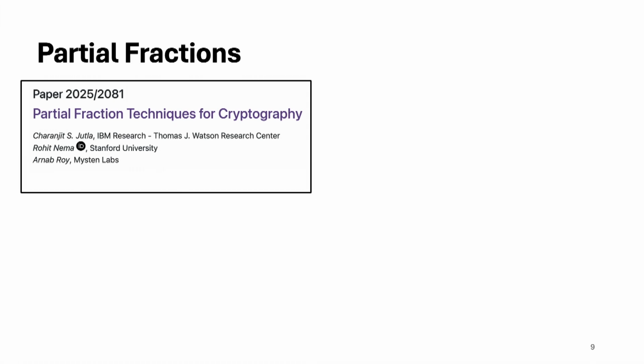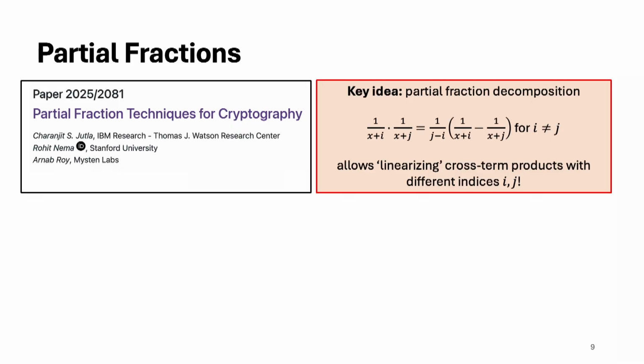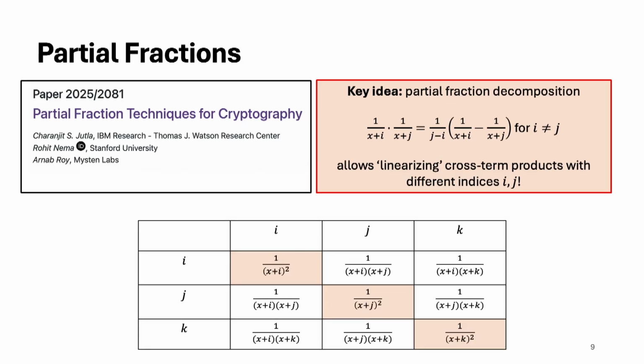Now I'll switch gears a little bit and talk about the techniques of how we actually achieve this. The main technique we are going to rely on is partial fractions, which were introduced by the paper by Charanjit, Rohit, and Arnab. The key idea in the partial fraction technique is a seemingly simple but very powerful idea: partial fraction decomposition allows linearizing cross-term products with different indices. That's a lot of words. What does this mean? I think this is best expressed with a visual matrix.